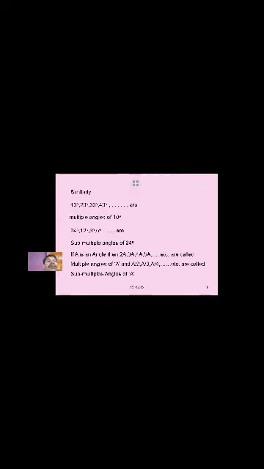Similarly, 10 degrees, 20 degrees, 30 degrees, 40 degrees, 50 degrees are multiple angles of 10 degrees. 24 degrees, 12 degrees, 8 degrees, 6 degrees are submultiple angles of 24 degrees. If A is an angle, then 2A, 3A, 4A, 5A etc. are called multiple angles of A. And A by 2, A by 3, A by 4 etc. are called submultiple angles of A.